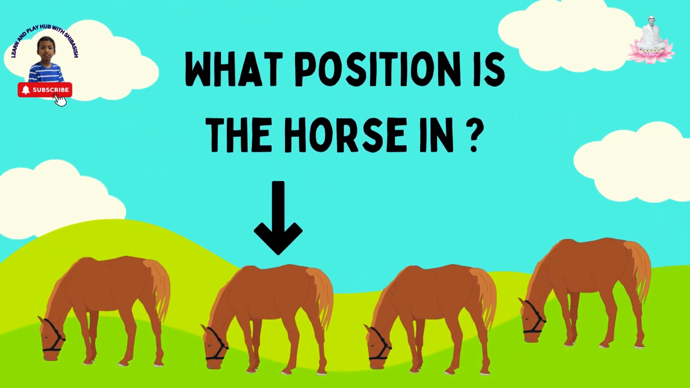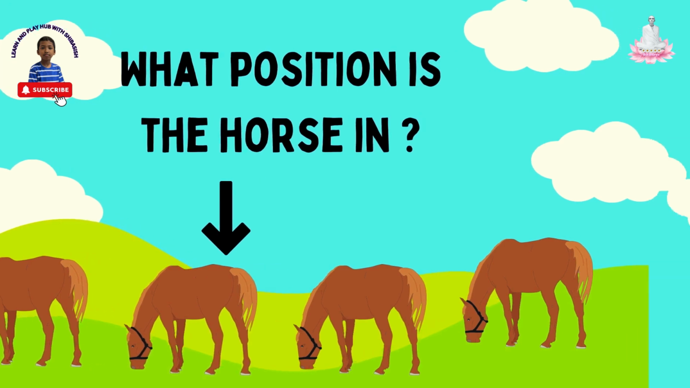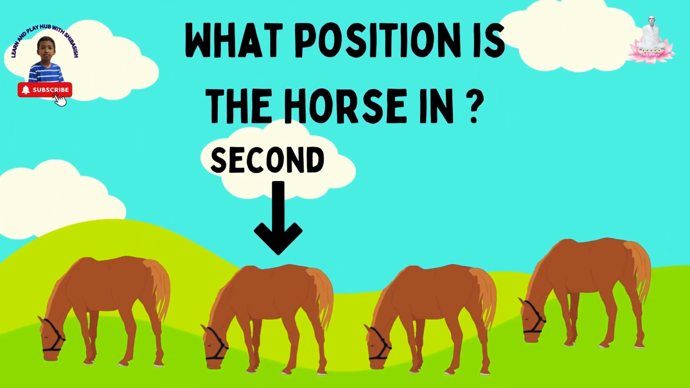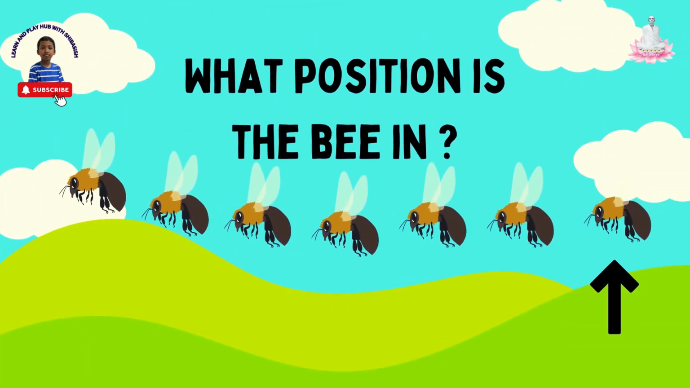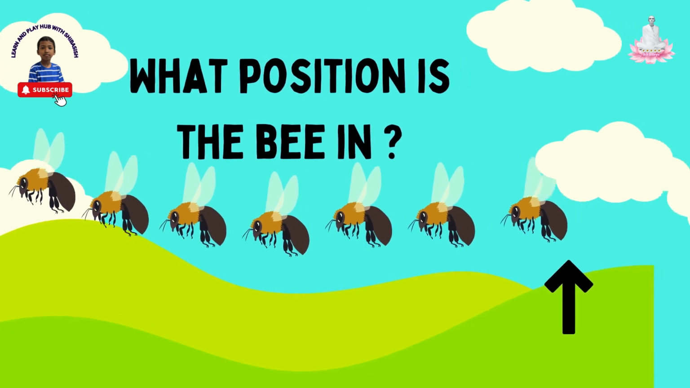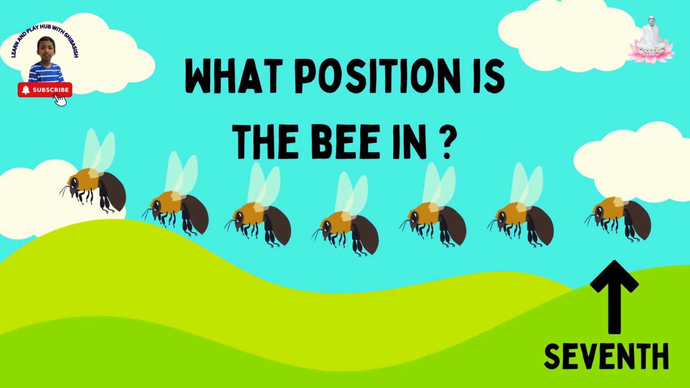What position is the horse in? Second position the horse is in. What position is the bee in? Seventh position the bee is.